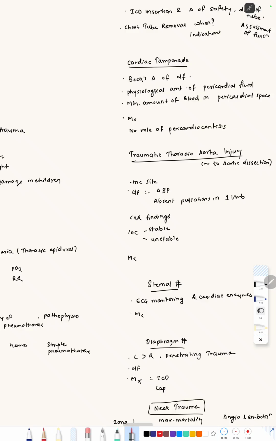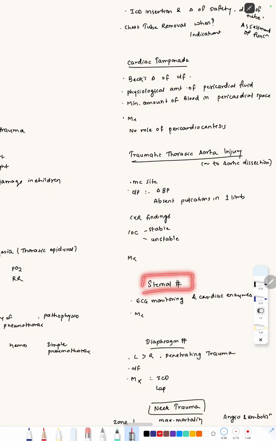Then the investigation of choice in a stable patient is contrast CT and CT angio, and in an unstable patient it is transesophageal echocardiography, TEE. Management is again the same as aortic dissection: selective beta blockers, that is esmolol, leading to permissive hypotension, and then graft repair, open graft repair or endovascular graft repair.